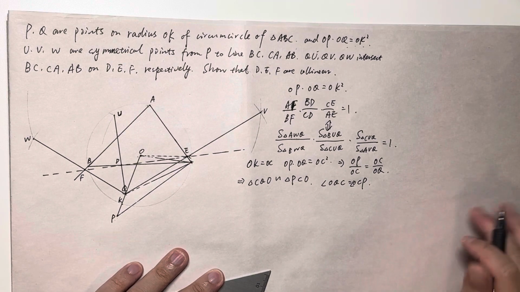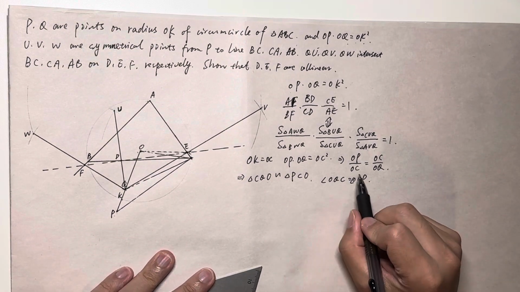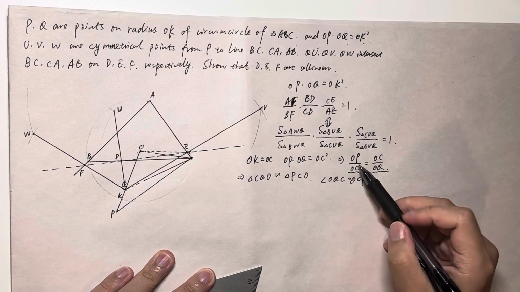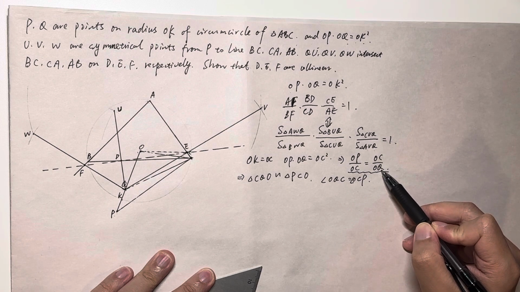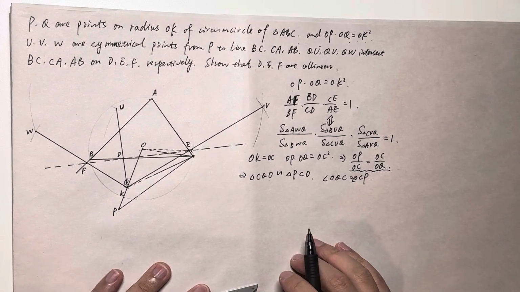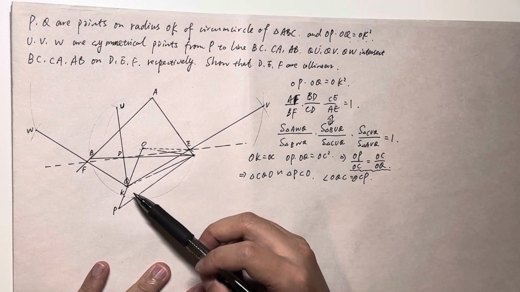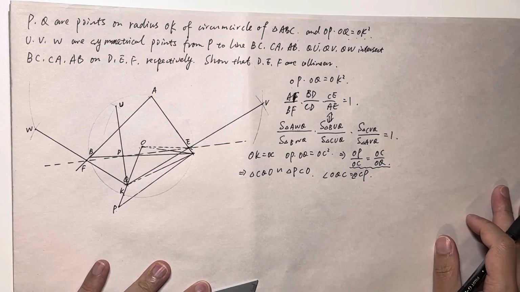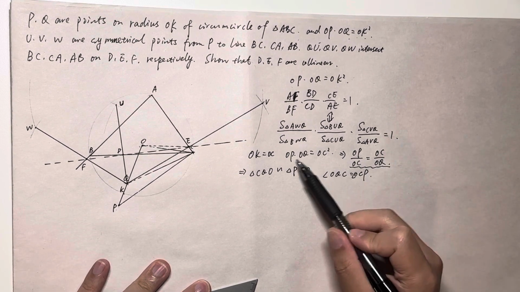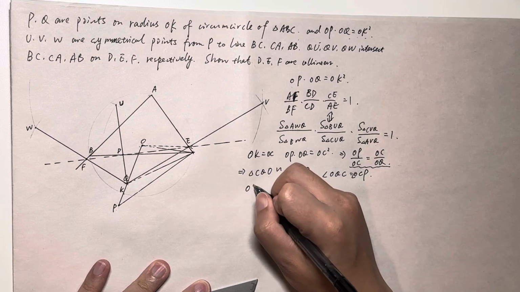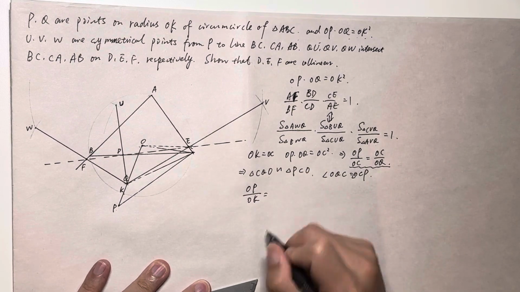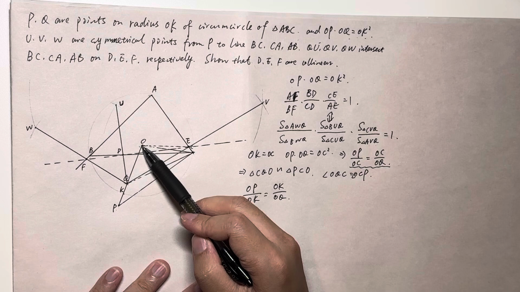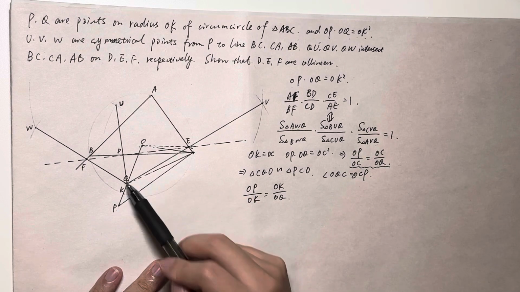Would it be useful? We don't know. But just from this one, we already know this equation here, right? OP, OC, OQ. And let's think about OC here. It can be rewritten as OK, right? So we got OP to OK equals OK to OQ as well, right? OP to OK equals OK to OQ.